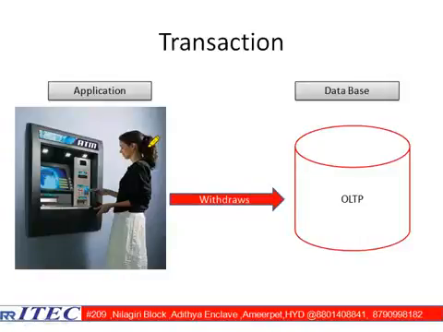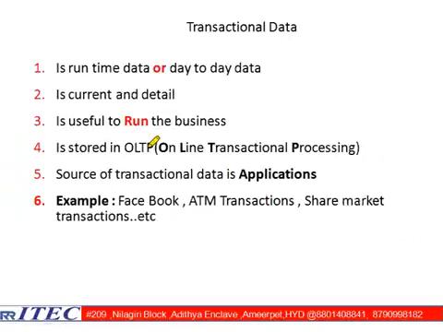Some connectivity you are using over there, it may be ODBC connectivity, or JDBC connectivity, or JNDI connectivity. These are the connectivities we are using, and we are moving data from application to database. So what I would like to say is this data is stored in a database. The database is known as OLTP. OLTP stands for online transaction processing.